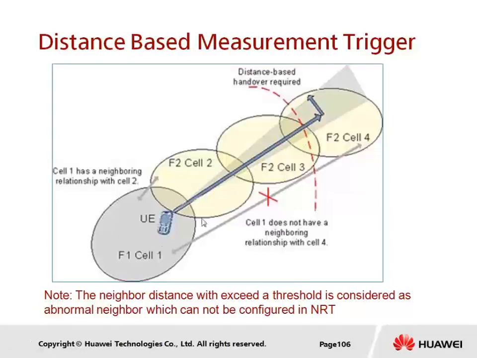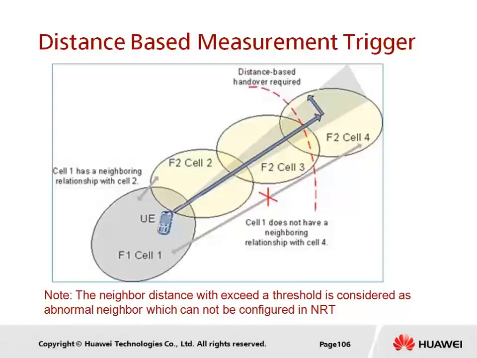In this scenario, once the user moves away from cell 1 and the distance between the user and cell 1 is greater than a preset threshold, then the user will be assigned a measurement gap so that the user has to perform interfrequency handover. So this is F2. This is only for interfrequency handover.